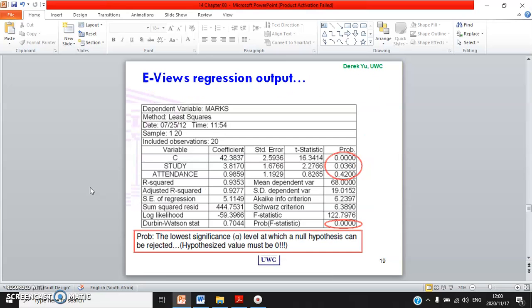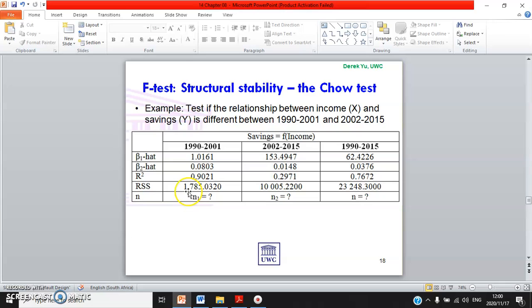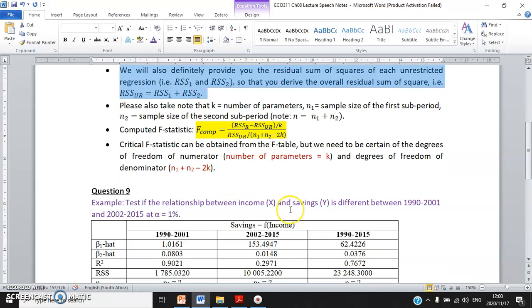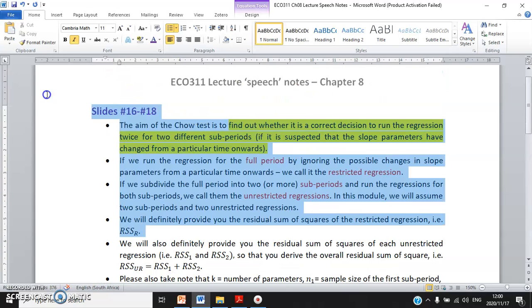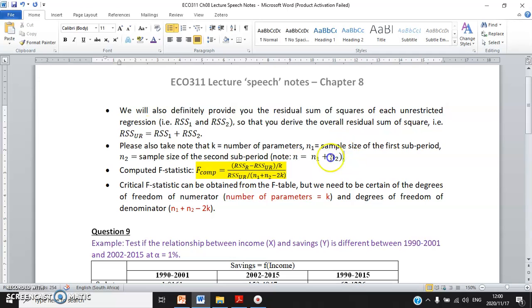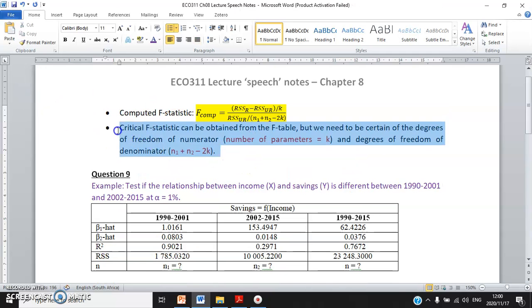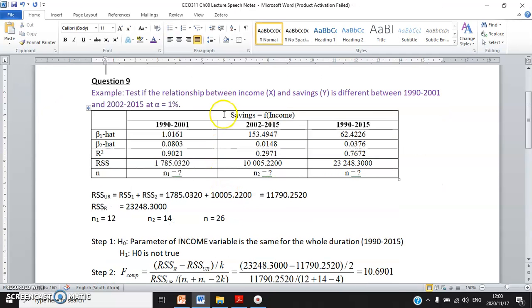Okay, and then I don't really think I need the information on the slide, so I think I'm going to do this question from slide 18. I think I need to keep the computed F statistic. Okay, so let's look at that. This is a bivariate regression, but I think in the study guide there is another example, which is a multivariate regression, but it is still the same old story actually.